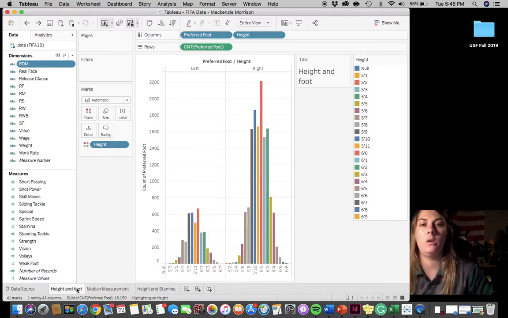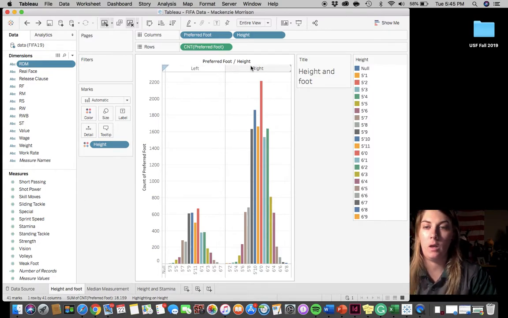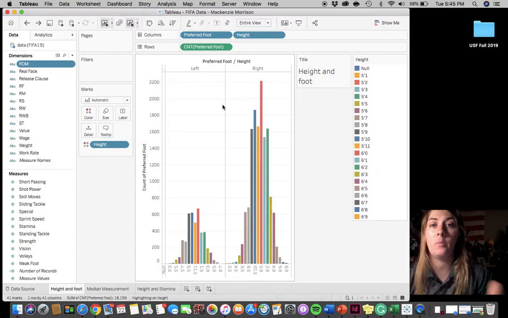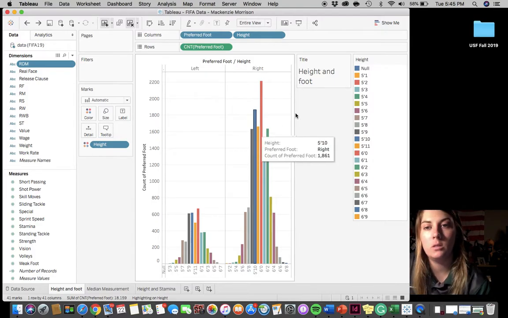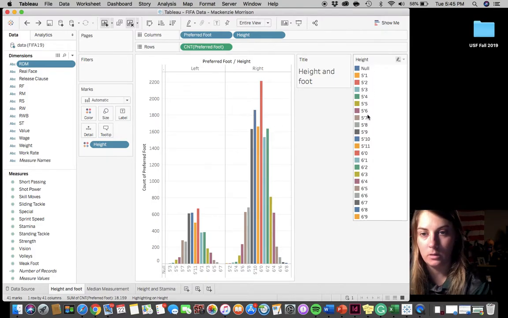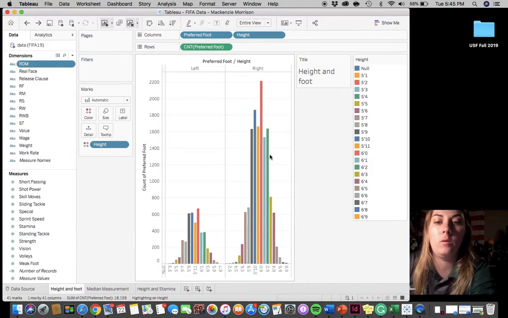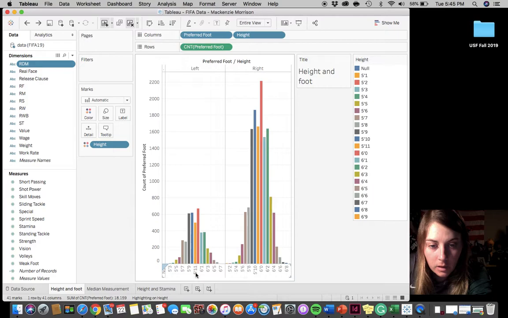So as you can see here, left foot and right foot. And what does the data explain? The data explains the count of preferred foot that the players specifically like to use when it comes to their left and right foot, basing off their height. As you can see here, the heights are listed and color coordinated. And as you can tell, in the middle and with the taller guys here, 5'11", 5'10", for both left and right are pretty high numbers.